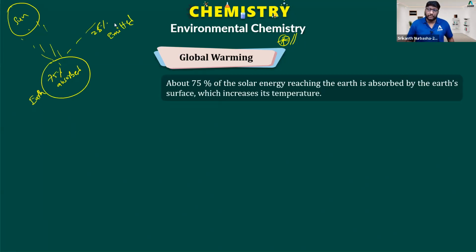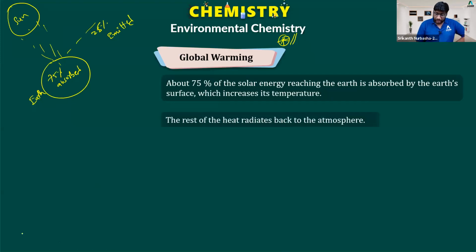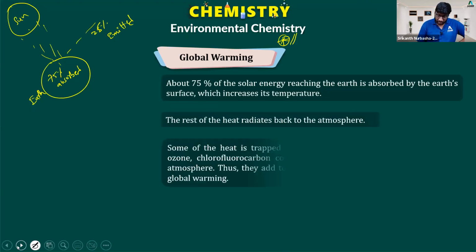A black body is a perfect absorber and a perfect emitter. Yes or no? Yes. About 75% of solar energy reaching the earth is absorbed by earth's surface, which increases its temperature, because earth is actually absorbing the solar energy: 75% is absorbed and 25% is emitted out. If you think carefully, the rest of the heat radiates back to the atmosphere.